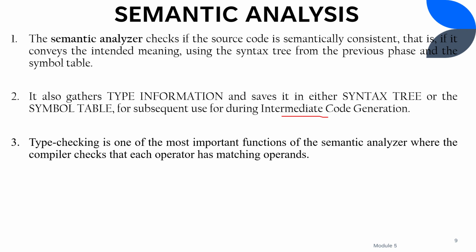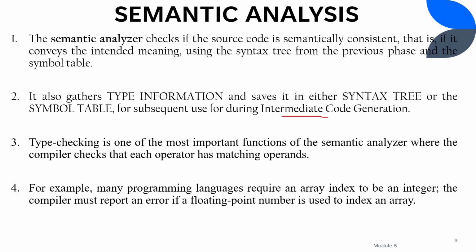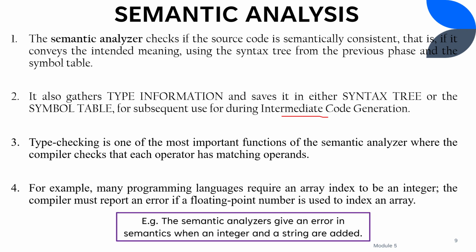But if the semantic analyzer observes that an integer is added to a floating point number and the result is saved in a floating point variable, then the semantic analyzer is responsible for converting int to float, which is known as typecasting. It automatically typecasts int to float and then stores the result to float. So this is what the semantic analyzer is responsible for doing.